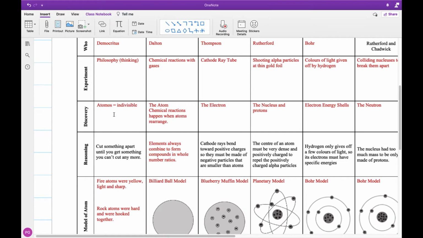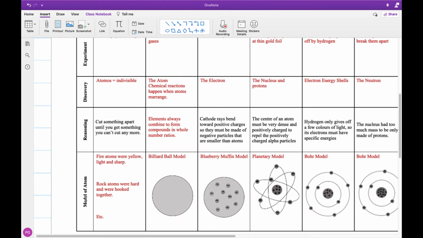And he thought that the universe was made up of something he called atomos, or atoms, something that was indivisible. So his idea was that if you cut something apart, smaller and smaller and smaller, eventually you'll get to a small piece that you can't cut anymore. And he thought that these atomos, these little atoms, had different types. So for instance, fire had a type of atom that were yellow, light, and very sharp. Rock atoms were hard and hooked together, things like that.